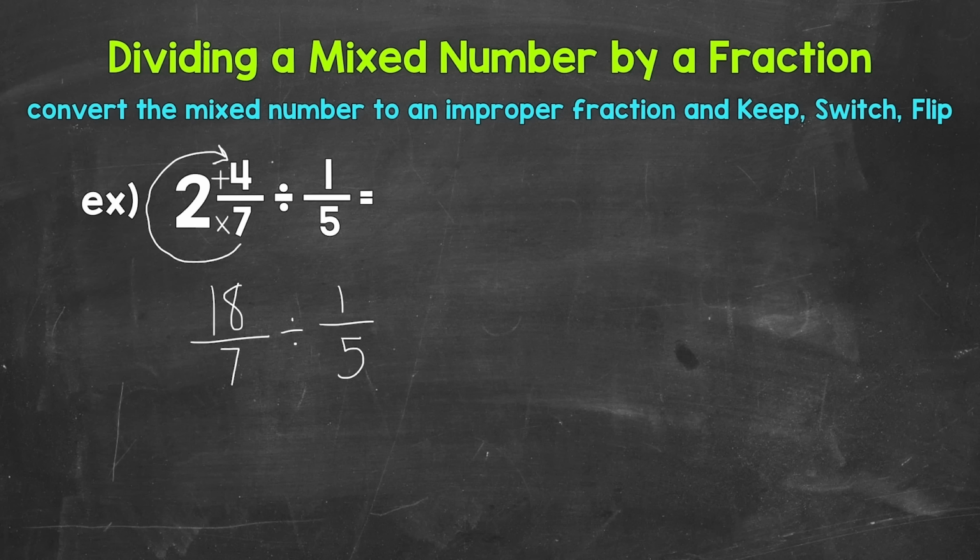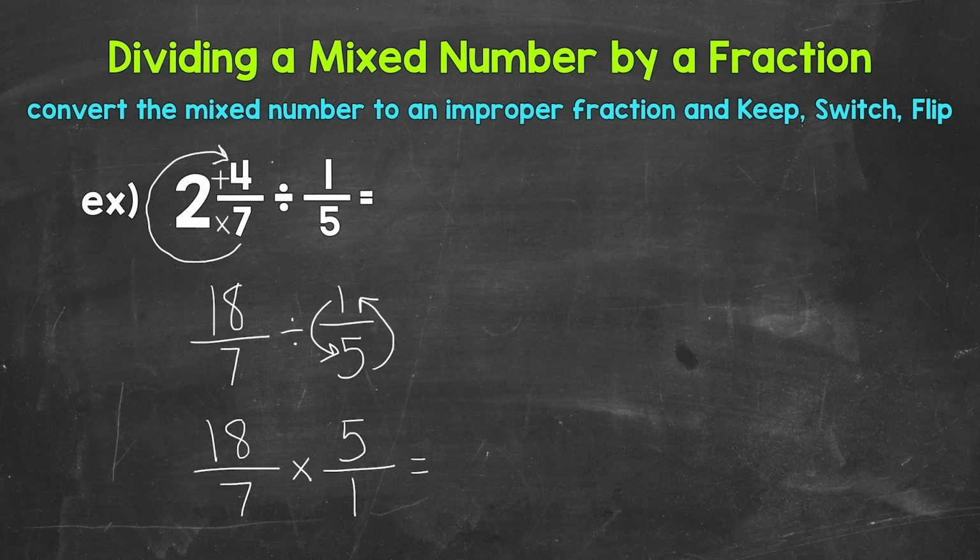Now let's go through our steps. Keep, switch, flip. So keep 18/7, switch to multiplication, and then flip 1/5. So 5 is now the numerator, and 1 is now the denominator. Now we can multiply straight across.